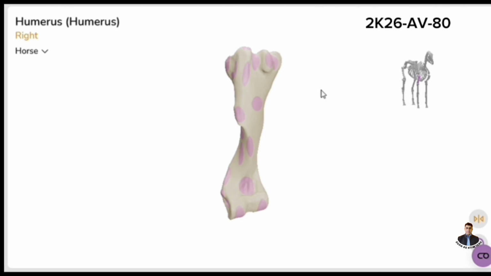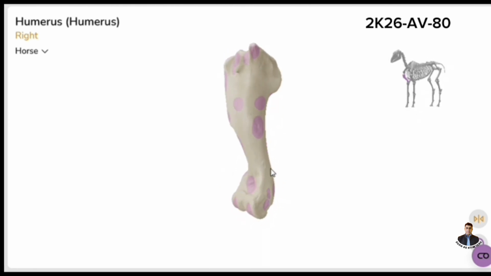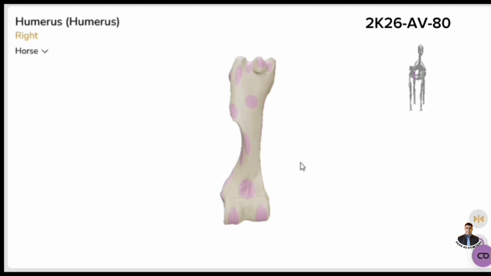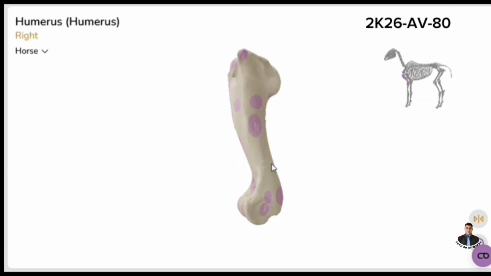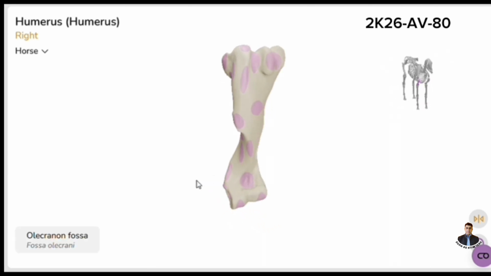Today, I am going to explain the distal extremity of the humerus in the horse. Distal means away from the body. This is the lower end of the humerus bone, as you can see, and it plays an important role in forming the elbow joint. It articulates mainly with the radius and ulna at the olecranon and radial fossa, and it helps in movement of the forelimb.